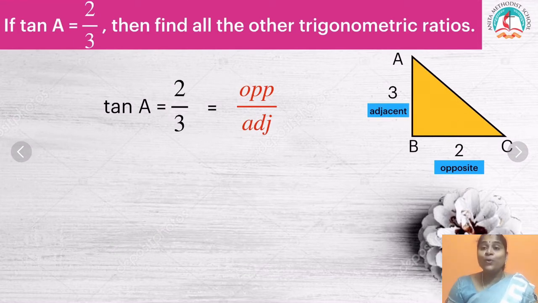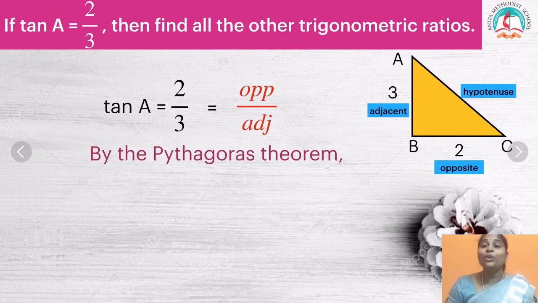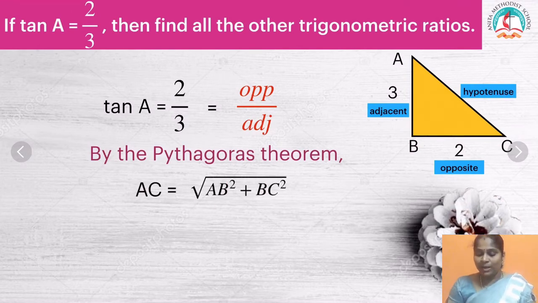So now we know two sides of the triangle. We need to find the third side. That is hypotenuse. So how to find the third side of the right angle triangle, children? Yes, we are going to use the Pythagoras theorem. What is the Pythagoras theorem? In a right angle triangle, the hypotenuse square is equal to the sum of the squares of the other two sides. Therefore, AC is equal to square root of AB square plus BC square.